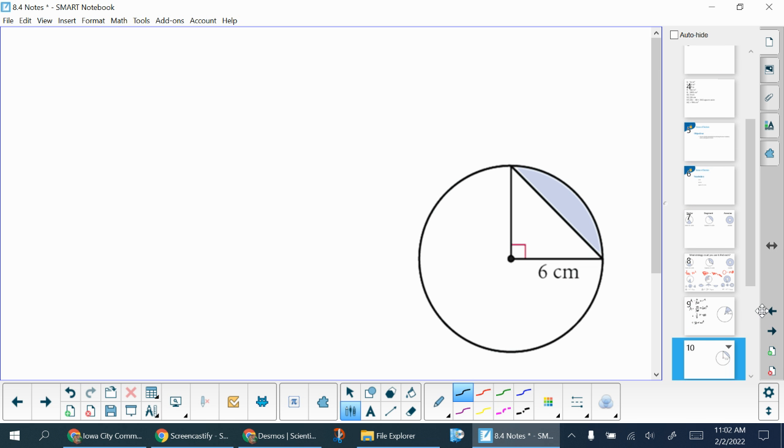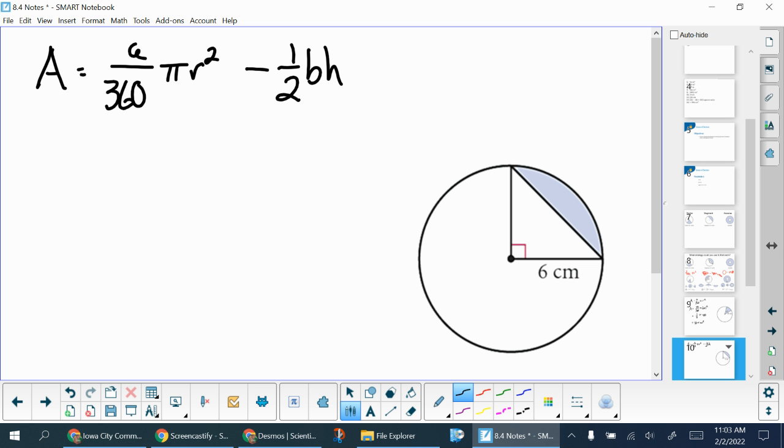And so for the segment, we've got the area formula, basically the same area formula as before, a over 360 pi r squared. And then we're going to subtract the area of the triangle, 1/2 base times height. And so I'm going to do this in two colors because we're going to basically just treat these as two separate things that we'll subtract at the end.